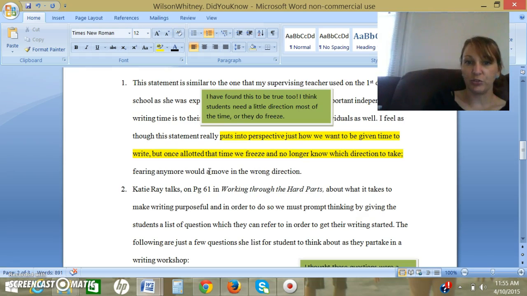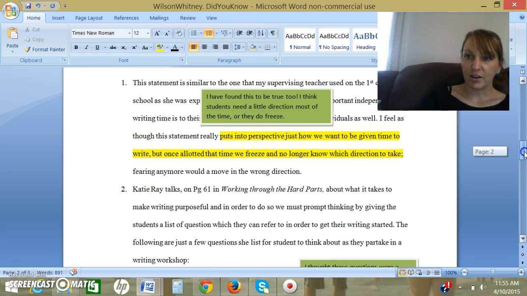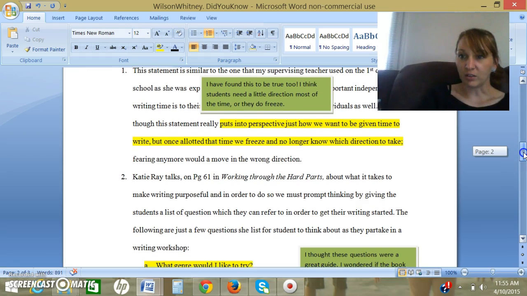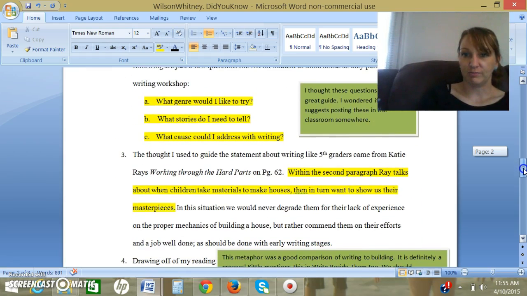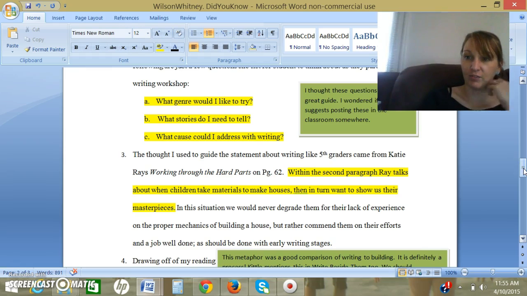I found this to be true. I think students need a little more direction than just saying, okay, write whatever you want. We have to give them a little bit of choice, or model it, or give them some examples. It's really hard for them to just run with it when they aren't given any kind of guidelines.